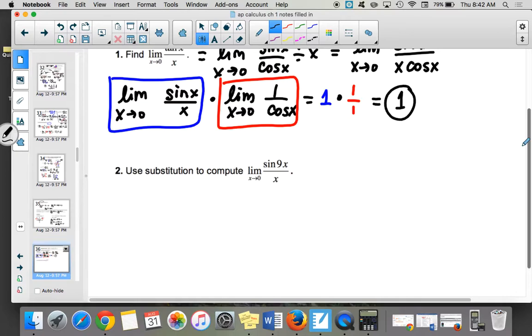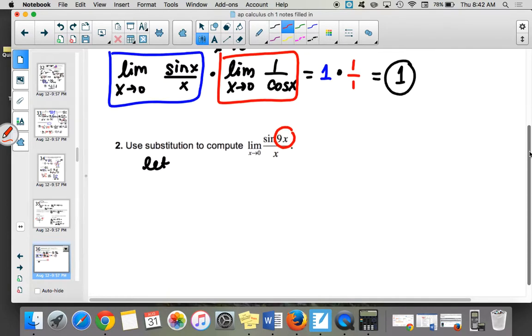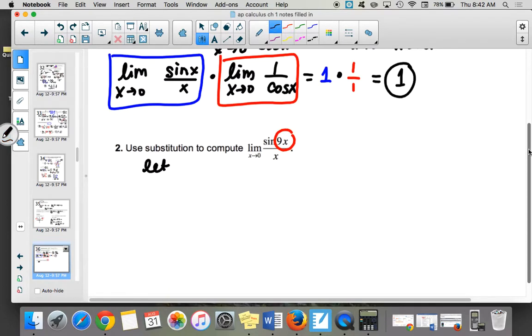Okay, so it says use substitution to compute the limit as x goes to 0. So what we're going to do is we have something weird here. We have limit of sine of 9x. Okay, that's weird, right? That's like one of those multiple angle ones. We want it to just be sine of x. And if you look at our formula up here, see how it's just sine of x? That's what we want. So we're going to do w substitution. So we're going to let w equal 9x.